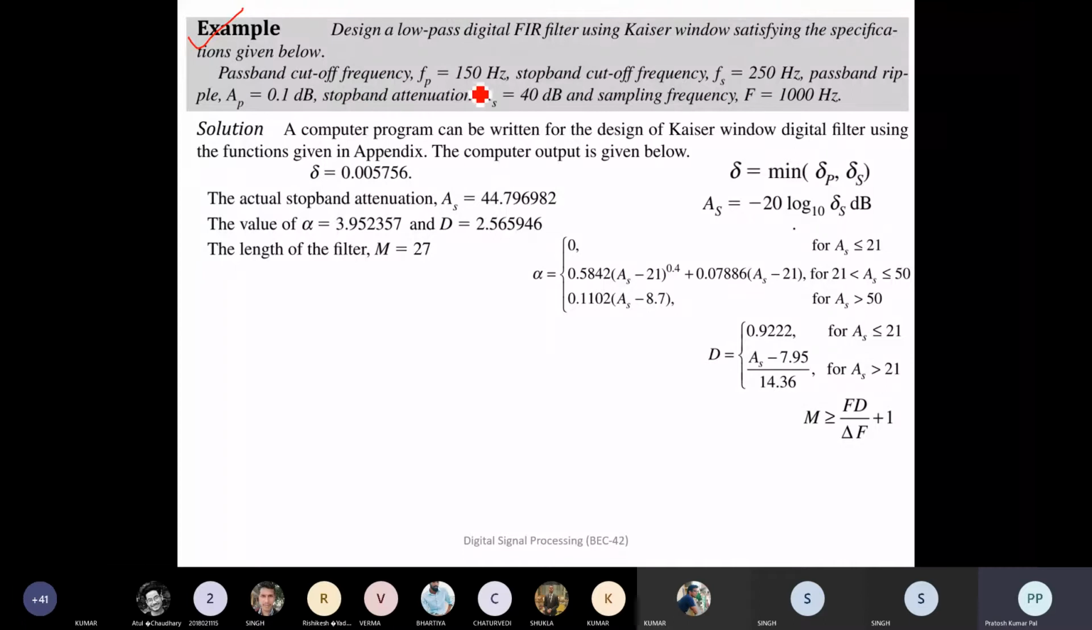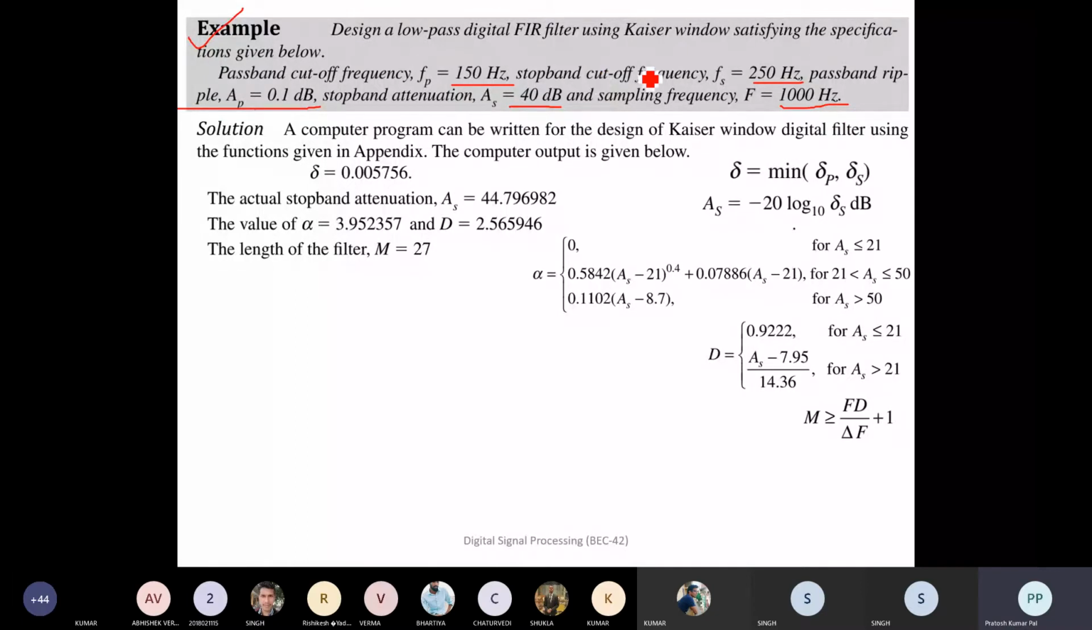So here the pass band cutoff frequency is given to be 150 hertz, the stop band cutoff frequency is 250 hertz, and the pass band ripple is given in dB, so Ap is equal to 0.1 dB. Similarly, the stop band attenuation is given in dB, that is 40 dB. And the sampling frequency is given to be, sorry, 1000 hertz. So these are the different specifications given there.